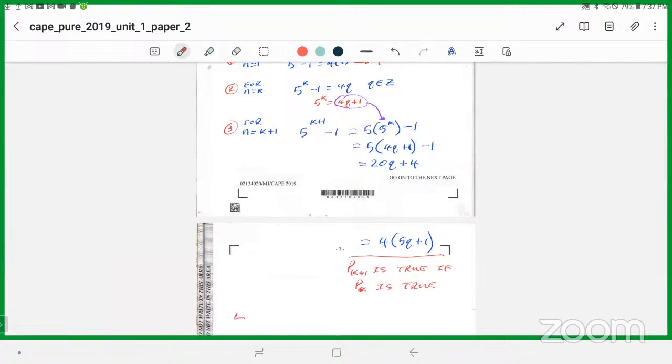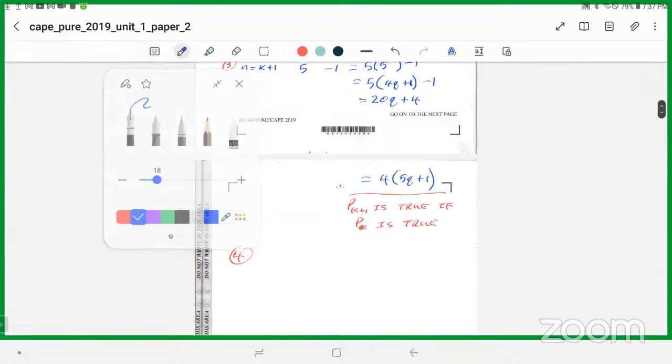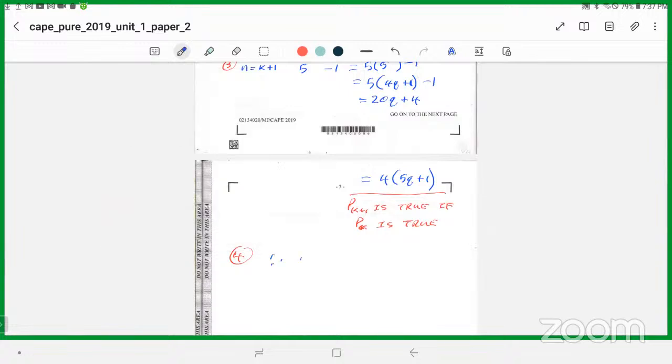Step 4. Draw your conclusion, which is to say, therefore, by the process of mathematical induction, the original statement P(n) is true for all n which are natural numbers.